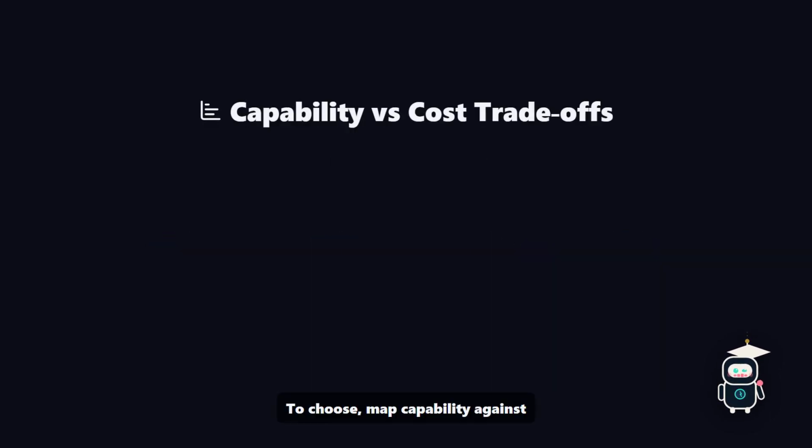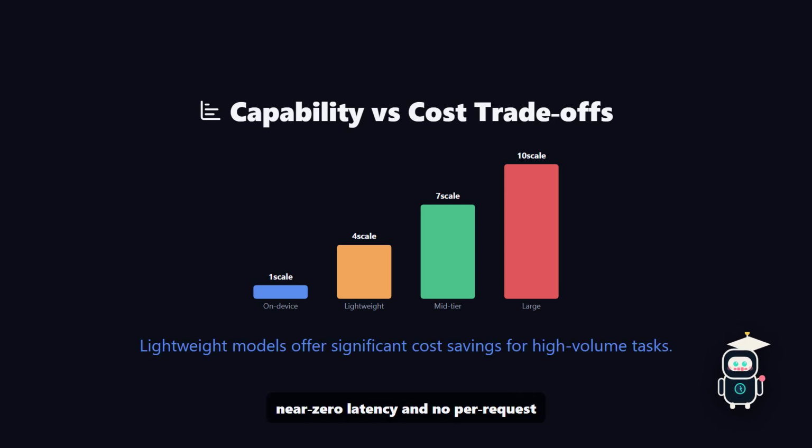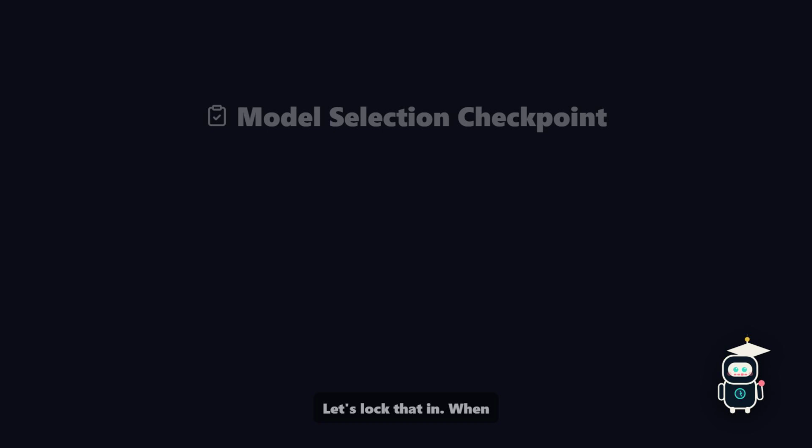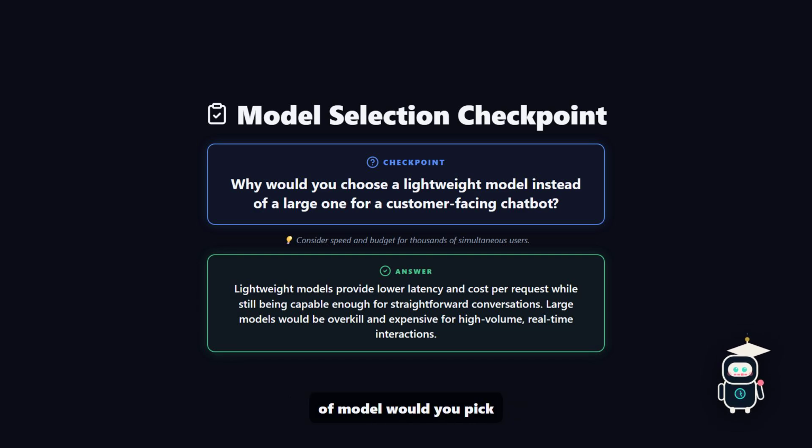To choose, map capability against cost. On-device models score lowest on pure capability, but offer near-zero latency and no per-request cost. Lightweight models handle high-frequency tasks at a fraction of the price of bigger ones. Mid-tier models are the sweet spot for most applications. And large models deliver the best reasoning, but they're also the most expensive and slowest. For real-time apps, the cost savings from a mid-tier model over a large one can be the deciding factor. Let's lock that in. When building a real-time chatbot for thousands of users, which tier of model would you pick and why?